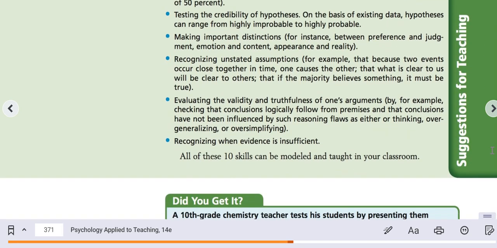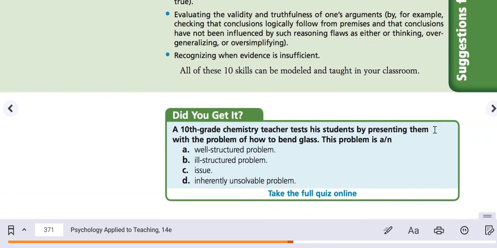Evaluating the validity and truthfulness of one's arguments by, for example, checking that conclusions logically follow from premises and that conclusions have not been influenced by reasoning flaws such as either-or thinking, overgeneralizing, or oversimplifying. Recognizing when evidence is sufficient. All of these 10 skills can be modeled and taught in your classroom.